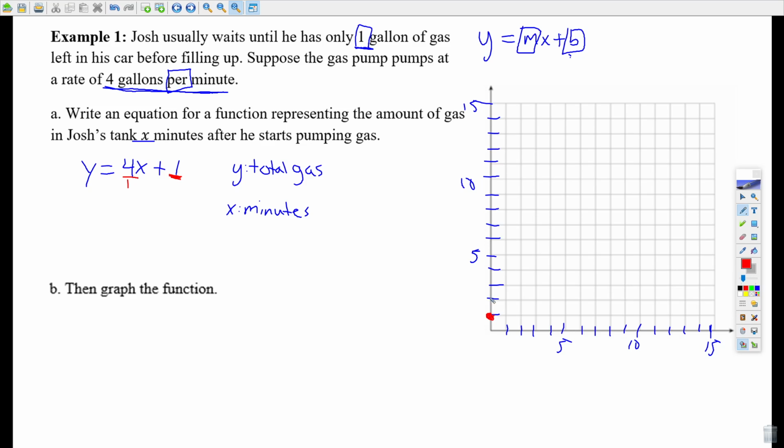So we're going to go up 4 blocks. 1, 2, 3, 4 over 1. Keep going. 1, 2, 3, 4 over 1. 1, 2, 3, 4. Here we go. 1, 2, 3, 4. And that's all we can do. And then, as best you can, we're going to connect the dots. I won't be able to do it that well, but I'll try. Something like that. It goes up. So that's our equation and our graph for 4x plus 1.